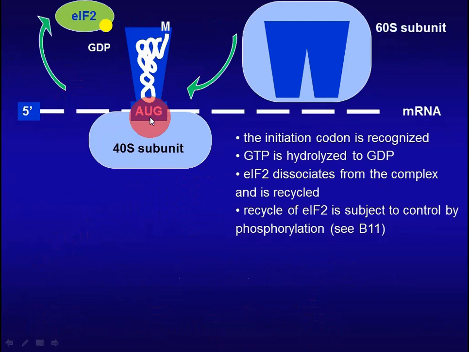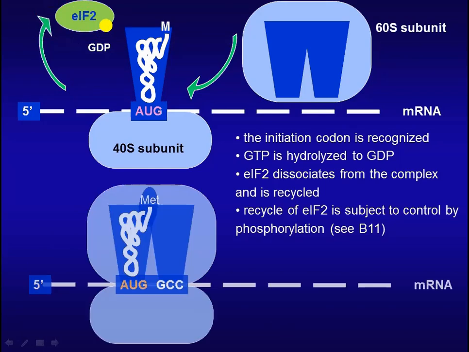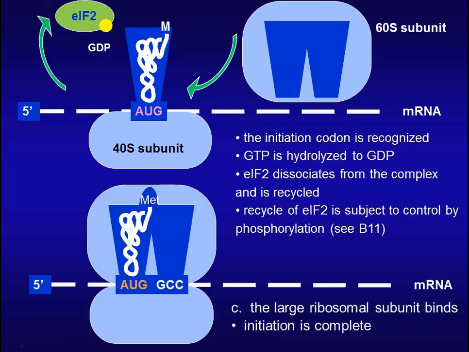The initiation codon is recognized, and GTP is hydrolyzed to GDP. And eIF2 dissociates from the complex. eIF2 will be recycled. Recycling of eIF2 is subject to control by phosphorylation, and this will be discussed in lecture B11. The large ribosomal subunits then bind the small subunits and tRNA and place the methionine tRNA in the P site. This is the P site and this is the A site.